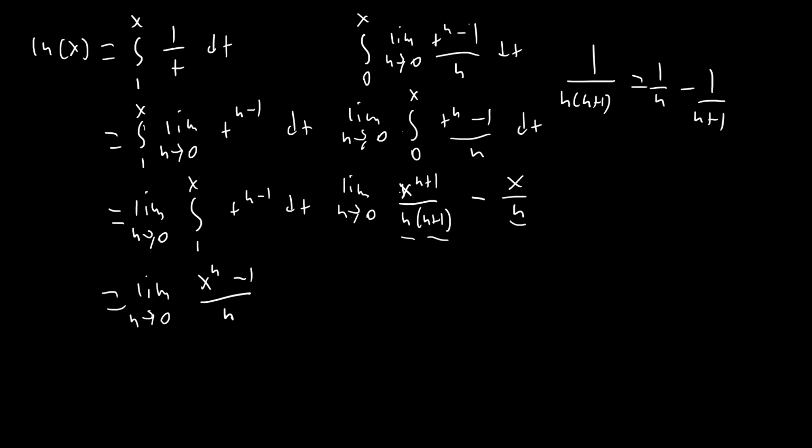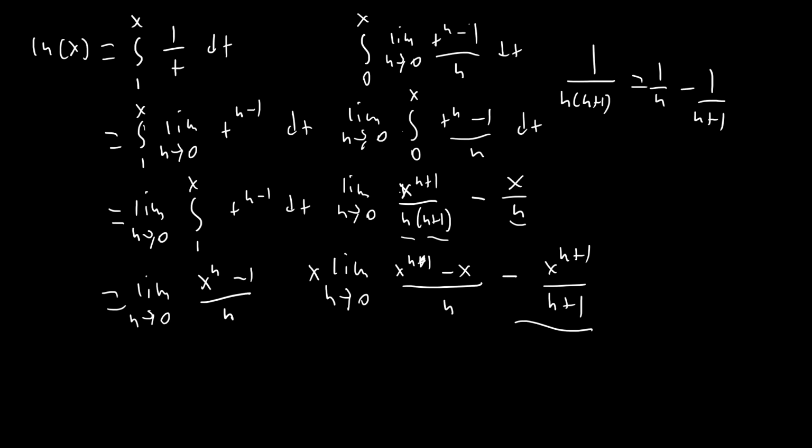So once we have this, we're going to get the limit as h goes to 0 of x to the h plus 1 minus x all over h, minus x to the h plus 1 over h plus 1. Now both of these limits are super easy to evaluate. This one right here, as h goes to 0, we just end up subtracting x. And this one right here, if we just factor out an x, we get the limit as h goes to 0 of x to the h minus 1 over h, which is the definition of ln x. So overall, we're going to get x ln x minus x.